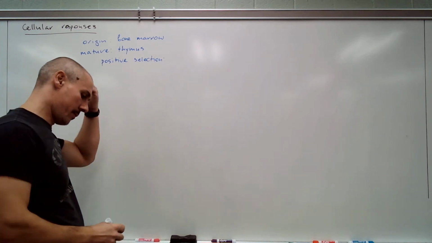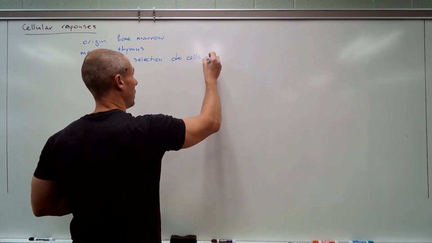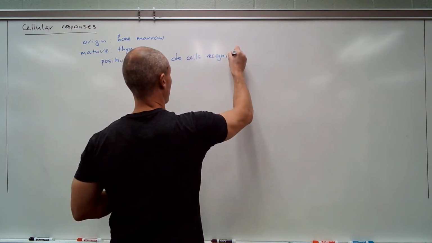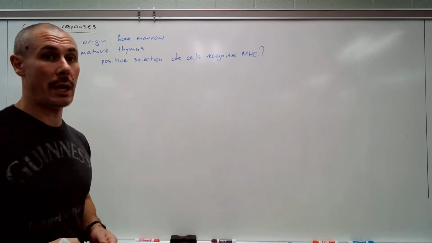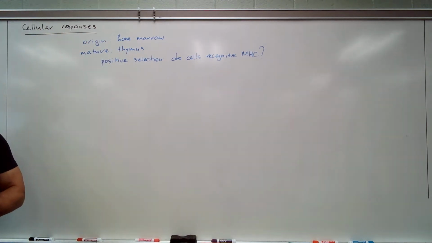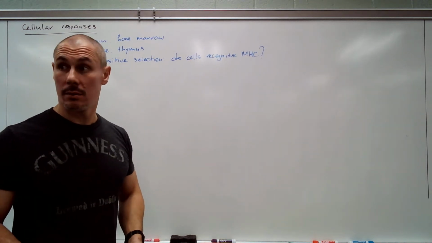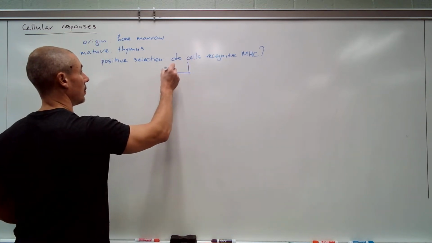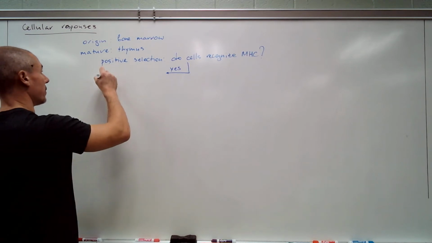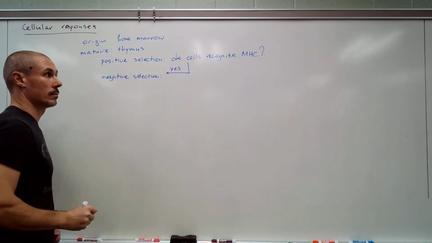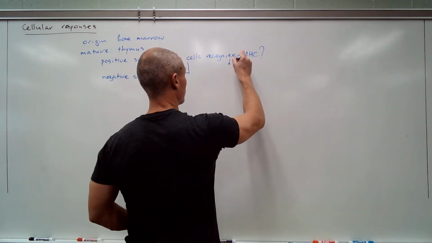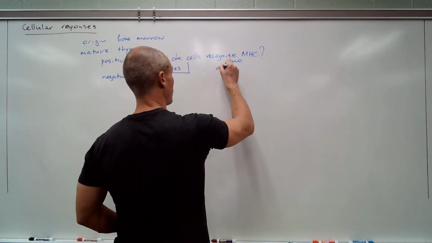So what is positive selection? The ability of cells to recognize so-called major histocompatibility complex molecules. Now, is this a yes-no question that I ask here? Do cells recognize MHC? Is that yes-no? By the structure, yeah. So if the answer is yes, they do recognize MHC, then cells go to negative selection. If the answer is no, then these cells go to apoptosis.